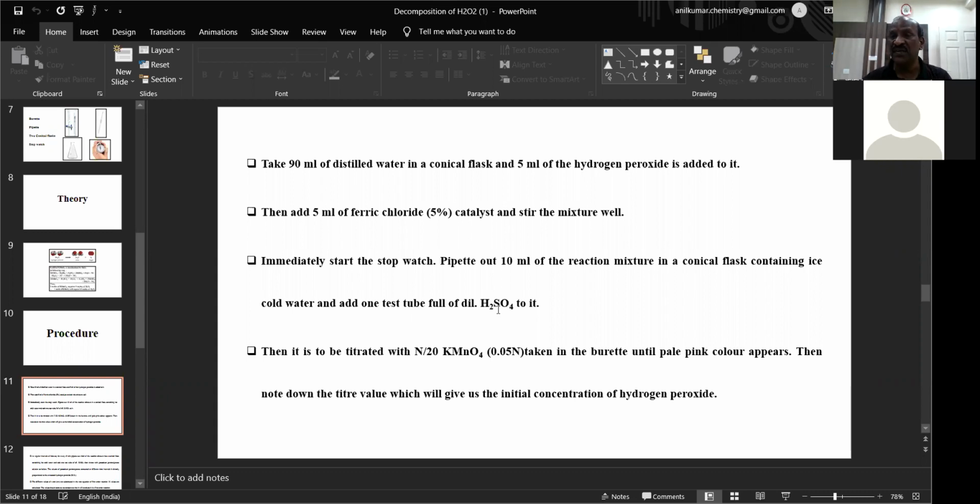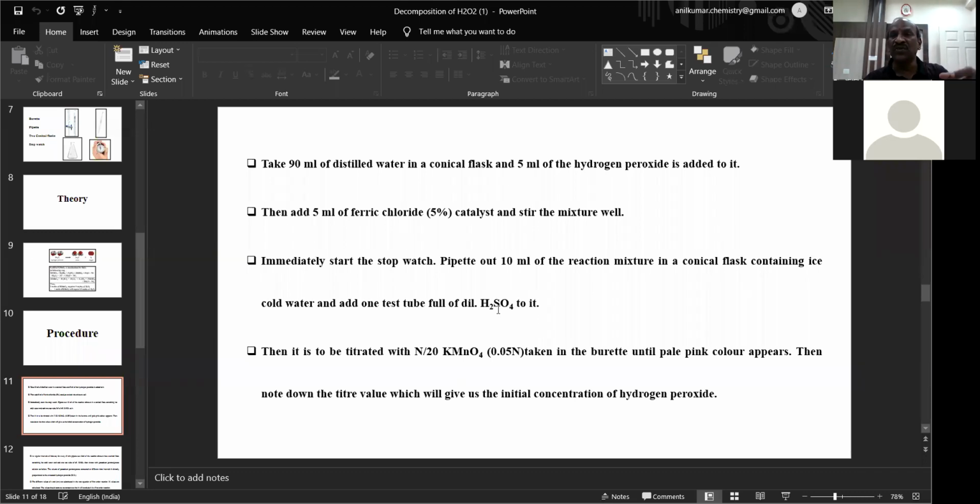So here you see, first you take the burette. In that burette you take KMnO4 and fix it to the burette stand. Second, you take the conical flask, and in that you take the ice cold water and 1 test tube of dilute H2SO4. Then you prepare the reaction mixture. Why? Because you take the 95 ml of hydrogen peroxide and 5 ml of ferric chloride, and immediately you shake it. And the reaction will start. The decomposition of hydrogen peroxide takes place.